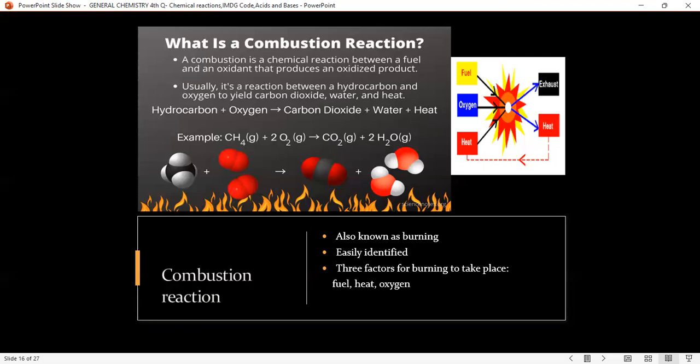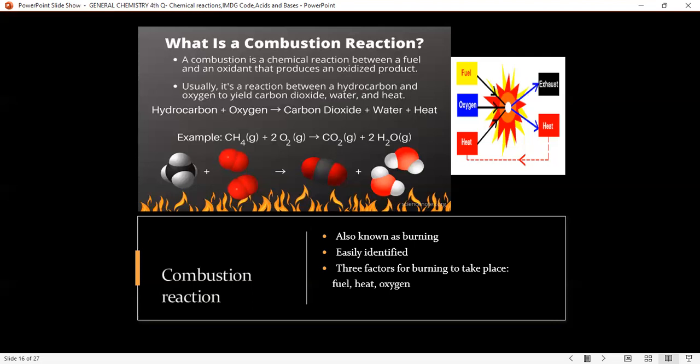Okay, so when a hydrocarbon encounters oxygen in the presence of a fuel or heat, it will yield carbon dioxide and water, and it will also release heat energy in the process. Again, any hydrocarbon plus oxygen will yield carbon dioxide, water, and the release of heat.